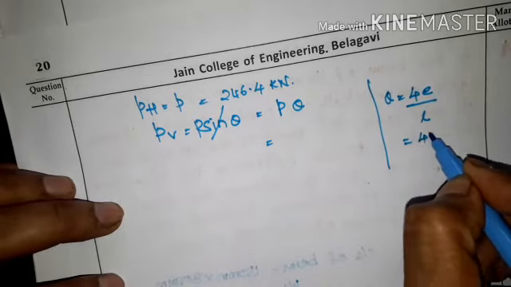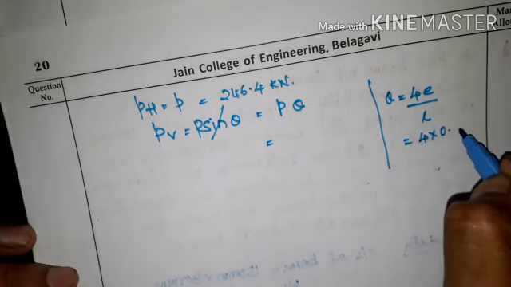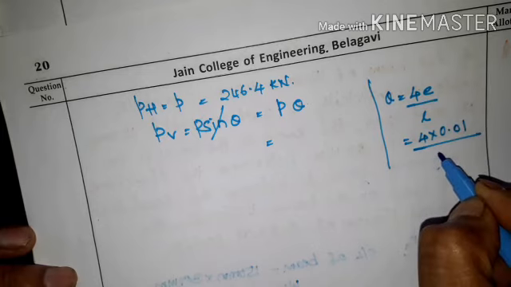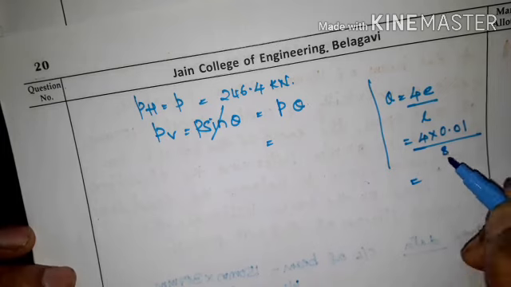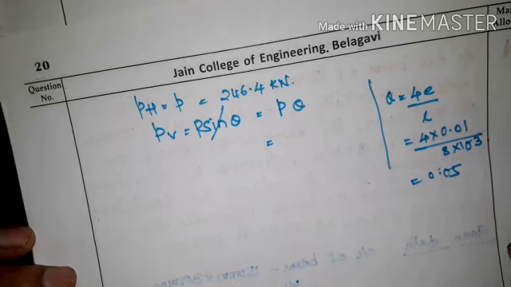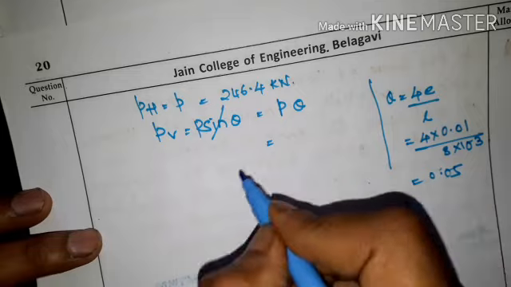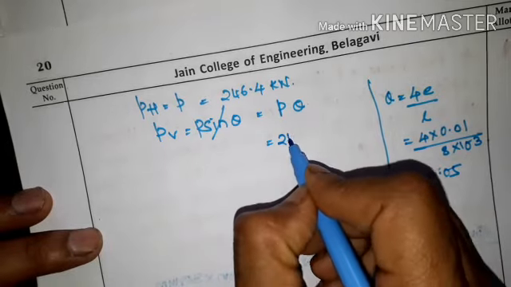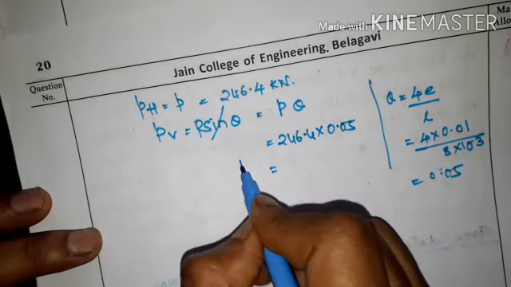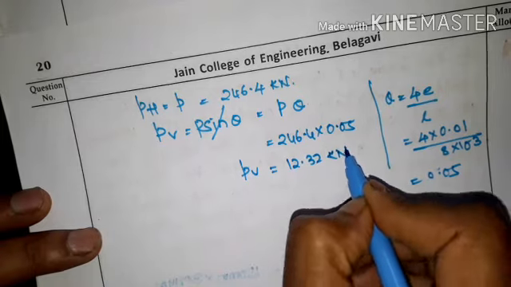So that is 4 into 0.01 divided by L, which is 8. So this is 0.05, that is 4e by L. So P is 246.4 into theta, which is 0.05. So we will get PV as 12.32 kilonewton.